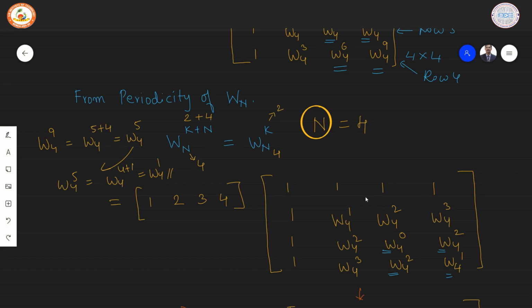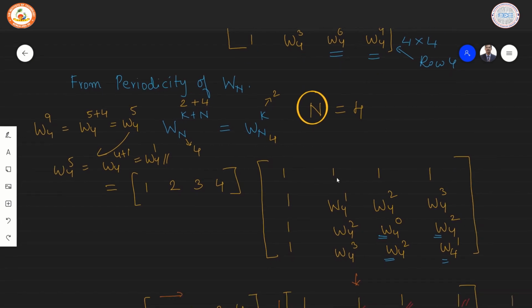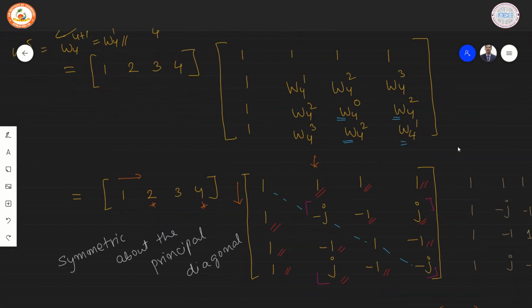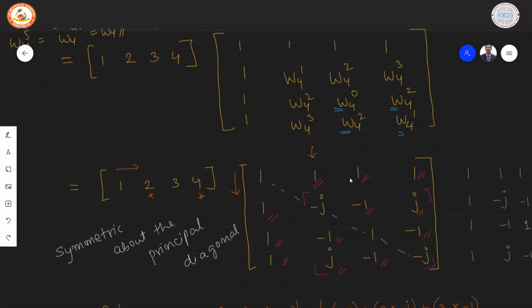While simplifying using periodicity, we now observe that the twiddle factor matrix is actually symmetric. So W4 to the power of 1, W4 to the power of 1, W4 to the power of 3, and so on. So this is a symmetric matrix. Now substituting the various values, we get the twiddle factor matrix: first row, first column, all ones. Then we have minus j, minus 1, plus j, minus 1, plus 1, minus 1, j, minus 1, minus j. So we can easily remember this pattern and apply this directly when the problem is asked.